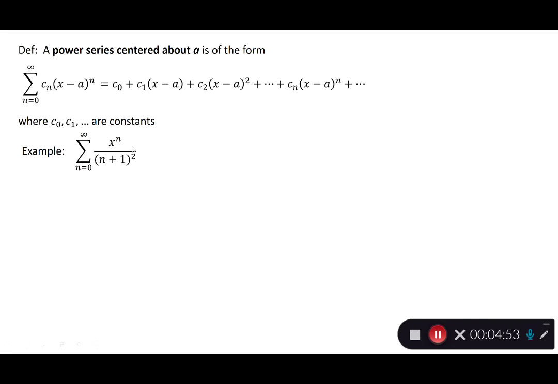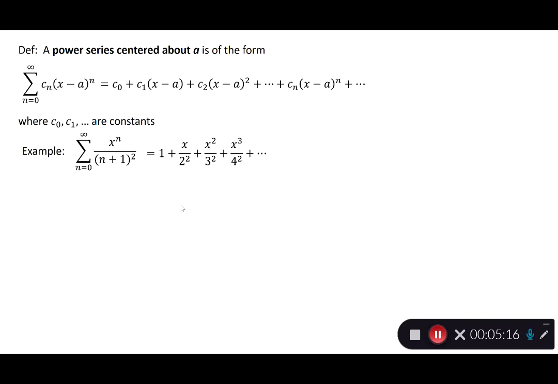Okay, let's figure out the expanded version of it. And I'm sure you would agree, I plug in n equals 0, we get x to the 0 is 1, 1 over 0 plus 1 squared is 1, so 1 plus x over 2 squared plus x squared over 3 squared, and so on. Right?